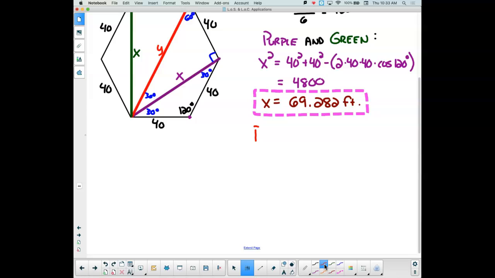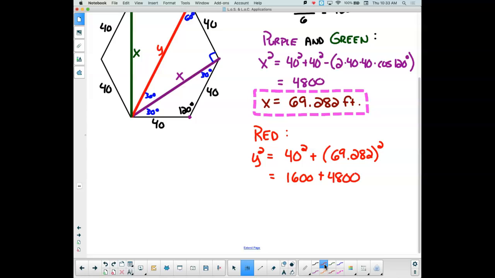So if I'm going to find red, I'm going to use one of those, and I'm just going to use Pythagorean theorem just because it's been the most common one so far today. So we get 40 squared plus 69.282 squared. 40 squared is 1600. 69.282 squared is 4800. So then that's going to be 6400, and the square root of 6400 is 80.